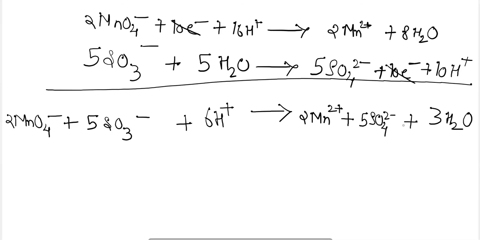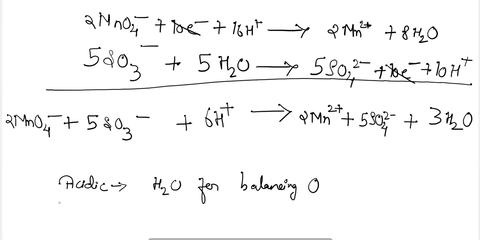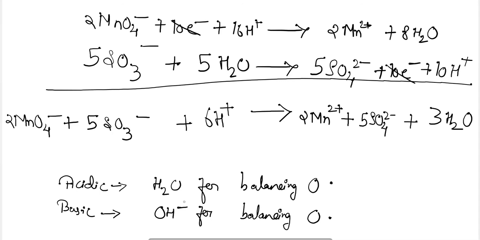So like this, using the different steps, we have to balance the chemical equation. But we have to keep in mind that in acidic medium we use H2O for balancing oxygen, and in basic medium we use OH minus for balancing oxygen.